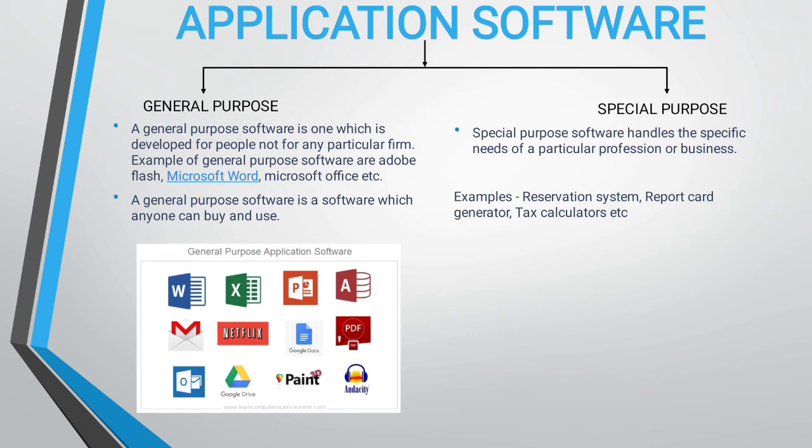So, application software can be divided into two categories: general purpose application software and specific purpose application software. A general purpose software is one which is developed for people, not for any particular firm, not for any organization. Anyone can buy and use them. MS Office is a good example of general purpose application software, while a special purpose software handles the specific needs of a particular profession or business.